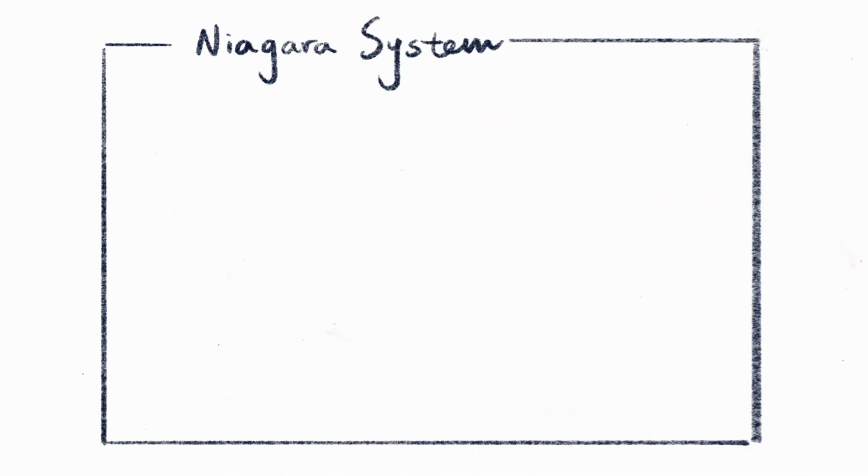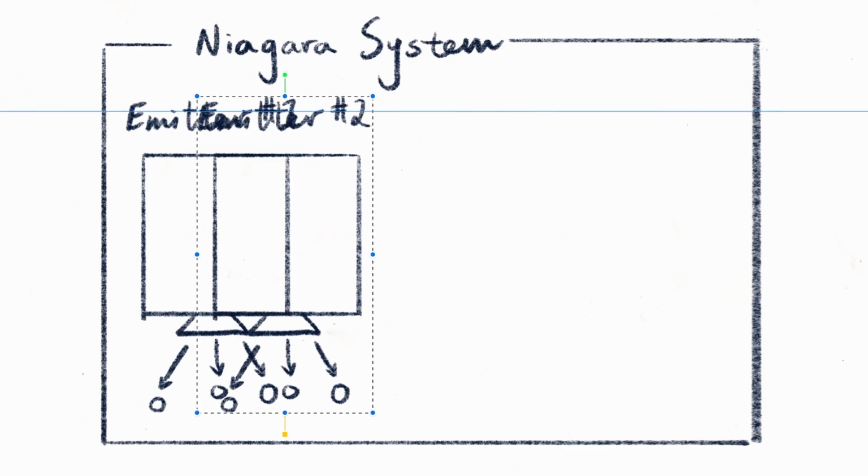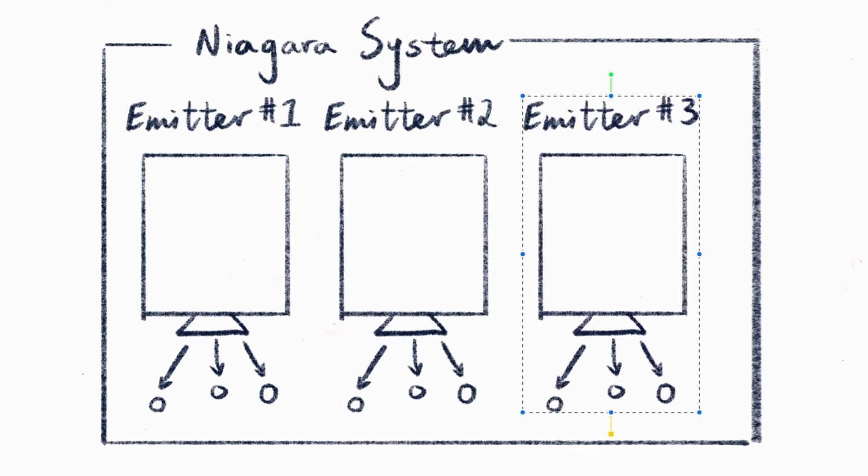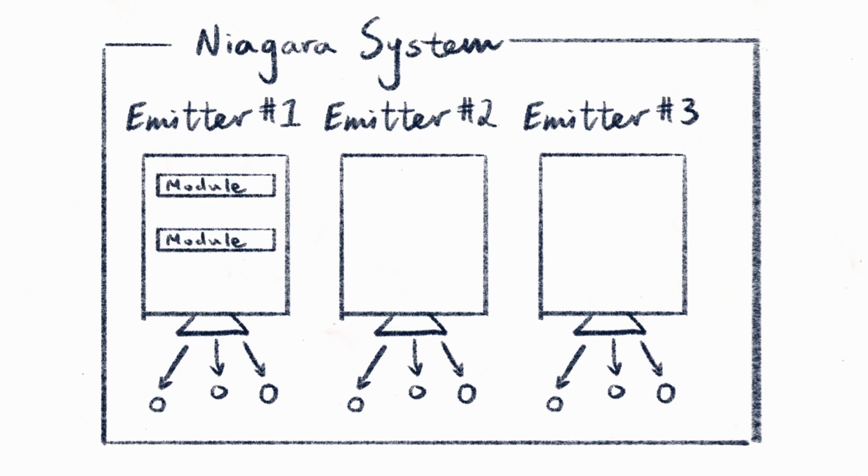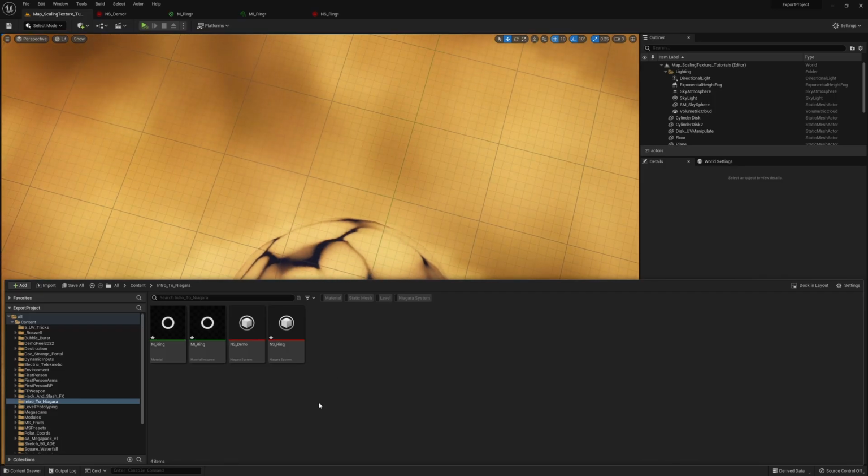A system can contain several emitters, and each emitter spawns particles. Inside each emitter, we have modules that can control the particle's behavior, such as its position, velocity, and color. Each module is assigned to a group in an emitter's stack to determine when this module's effect will take place. So let's look at an example to understand this better.